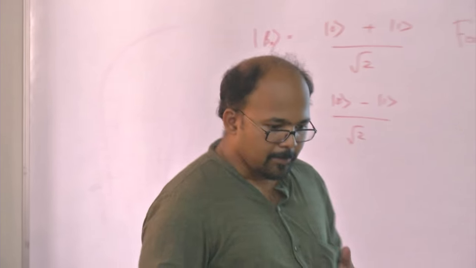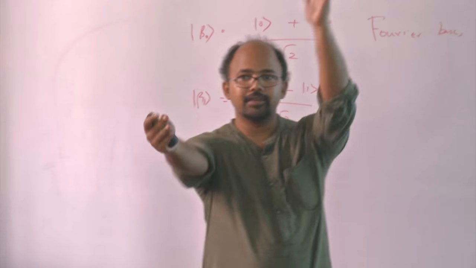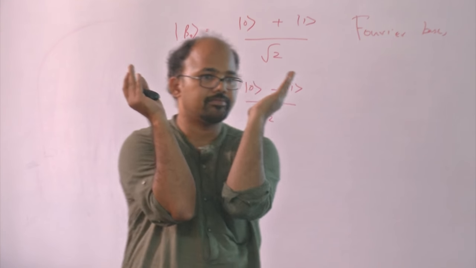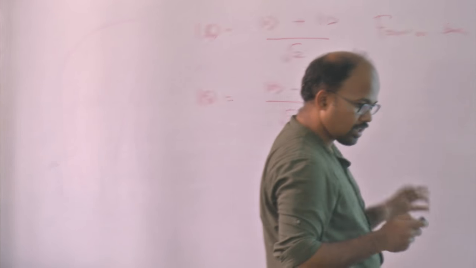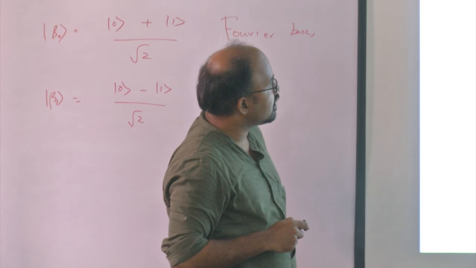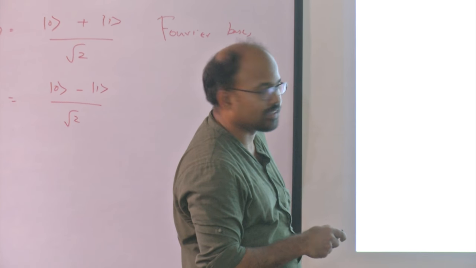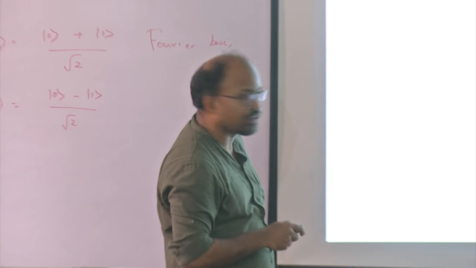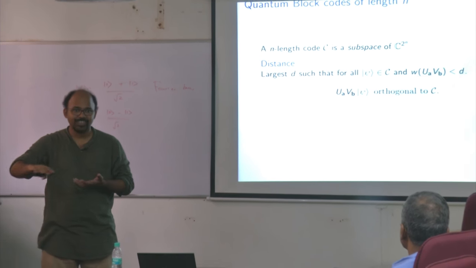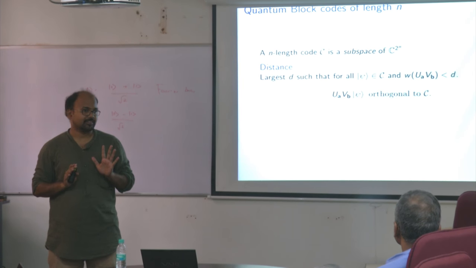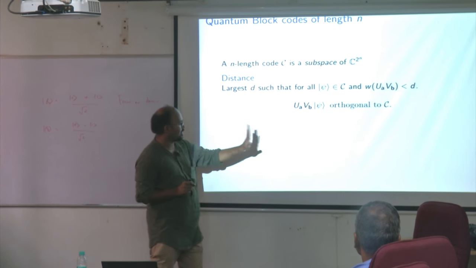If you have two states, psi1 and psi2, you can distinguish them physically only if they are orthogonal. This is coming from quantum mechanics. So that means what you want is, if you take a valid code word, which is a vector, and you apply one of these errors, it should go to a vector which is orthogonal to the code. So this is the condition for distance. You can work with something slightly weaker, but I'll just use this one.